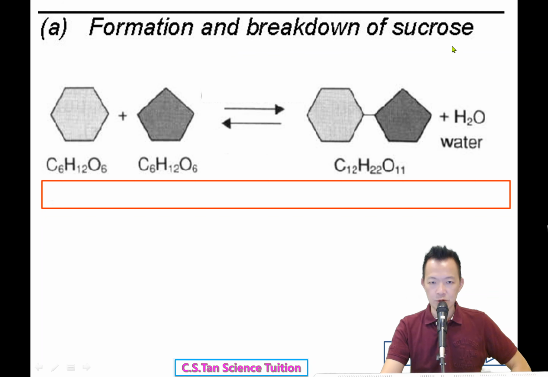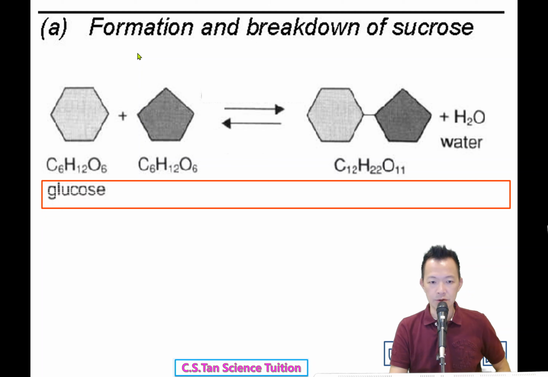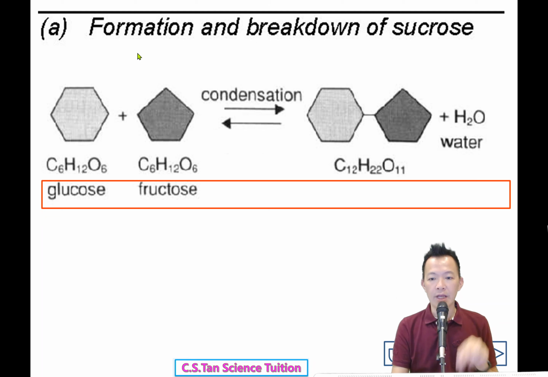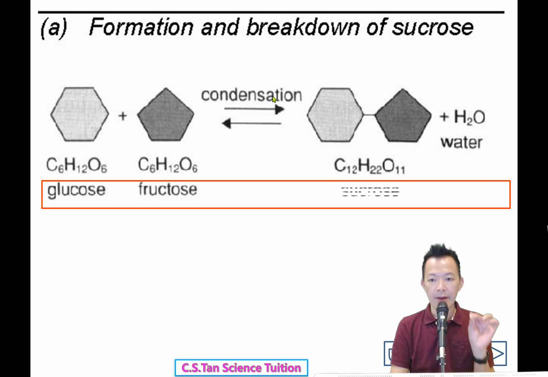Formation and the breakdown of sucrose, or should we call it condensation and the decomposition of sucrose. How does sucrose form, and how is it decomposed? Sucrose is actually made up of glucose plus fructose. Glucose reacts together with fructose. After the process called condensation, they join together and finally become sucrose and water. Sucrose plus water.